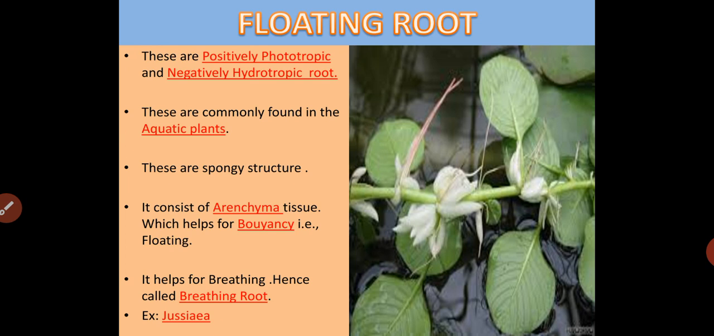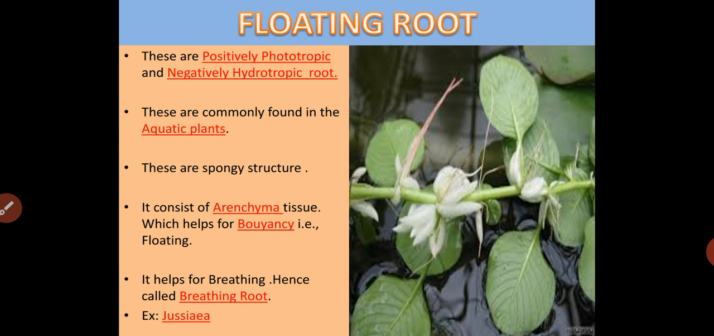Let us move towards the next root, that is the floating roots. These are positively phototrophic and negatively hydrotrophic roots. These are very commonly seen in aquatic plants, which are spongy in nature and consist of parenchyma tissues. These tissues help in buoyancy, that is floating, as well as for breathing. Hence these roots are also called breathing roots, as seen in case of Jussiaea.